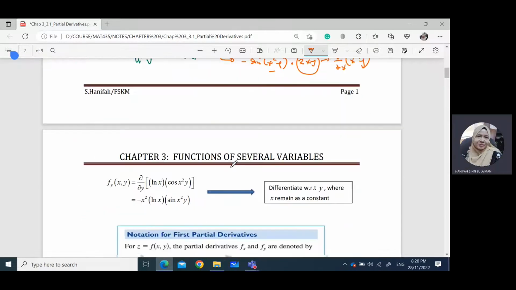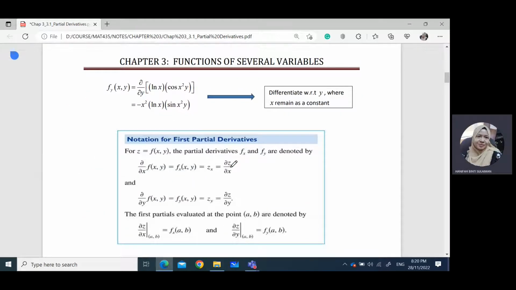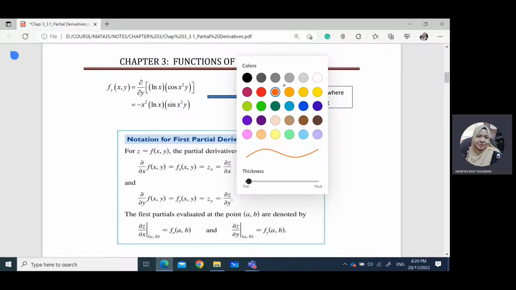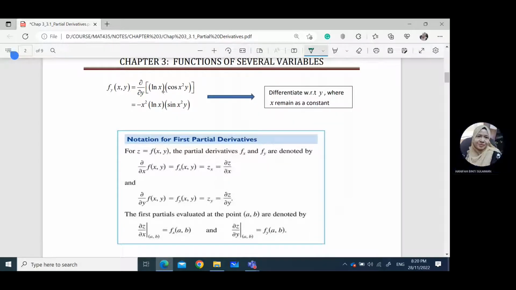Alright, next we differentiate with respect to y on the given function. Our function here is natural log of x times cosine of x squared y. For this one, we no need to use the product rule, because x remains as a constant. So when you differentiate with respect to y, x remains as a constant. When multiplied with a constant, the constant is still there. It stays.